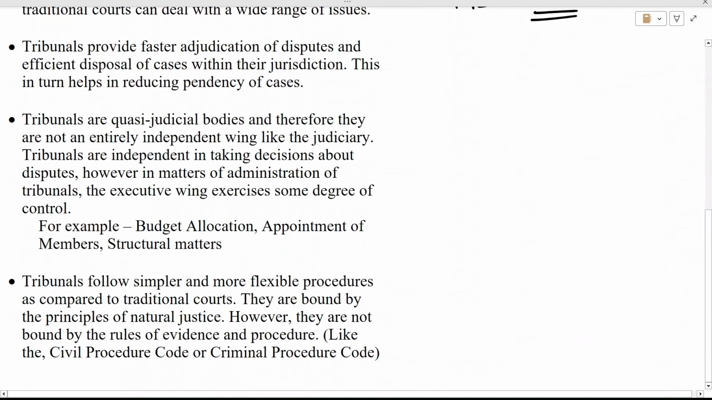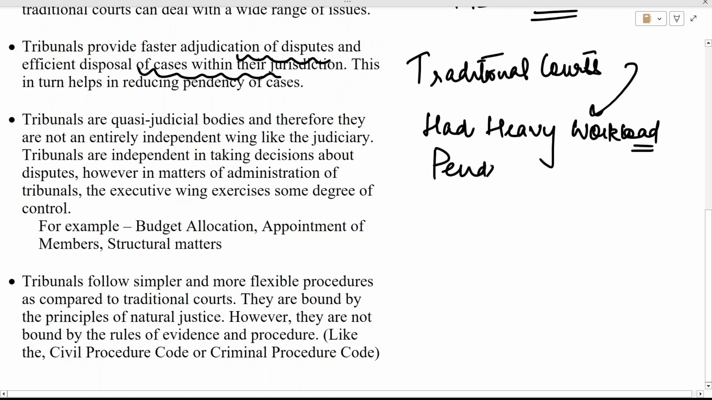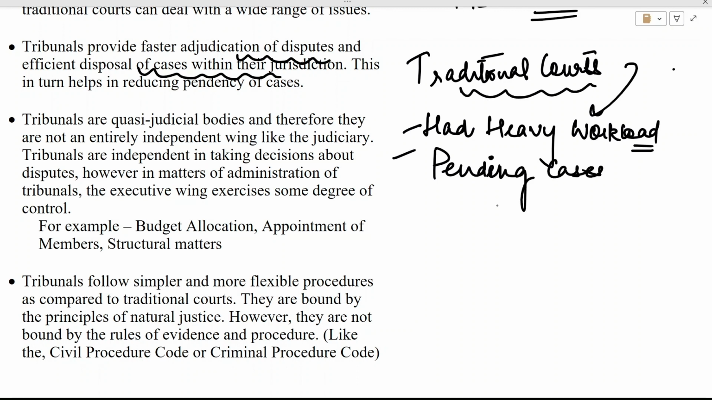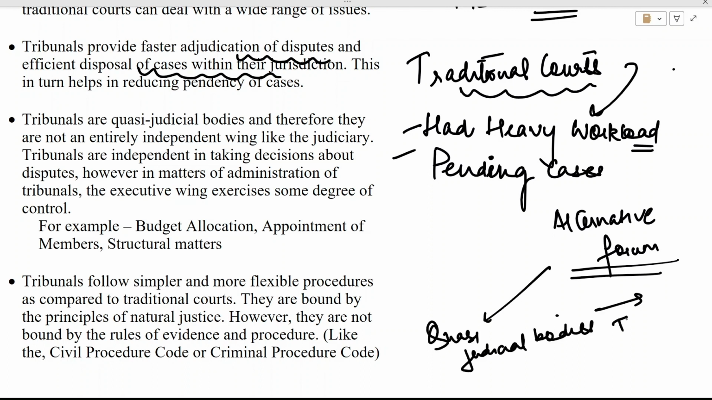Alright. Tribunals provide faster adjudication of disputes and efficient disposal of cases within their jurisdiction. One of the main reasons why the tribunal system came in India was that the traditional courts had a lot of workload and pending cases. In order to ensure that the pending cases are lesser in number, the judiciary is not overburdened, and there is faster disposal of cases, we needed an alternative forum. So these quasi judicial bodies, here we are talking about tribunals, are an alternative forum, right?